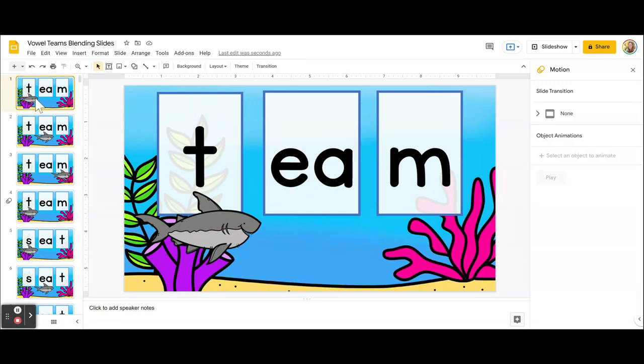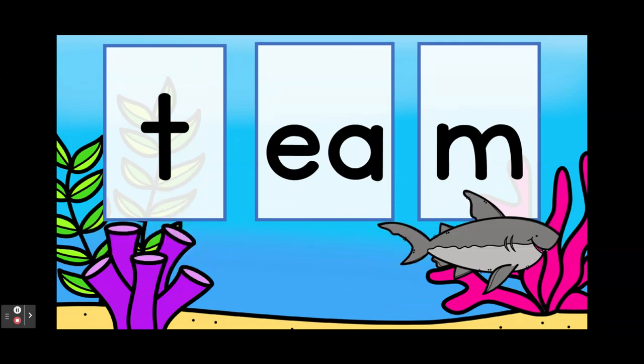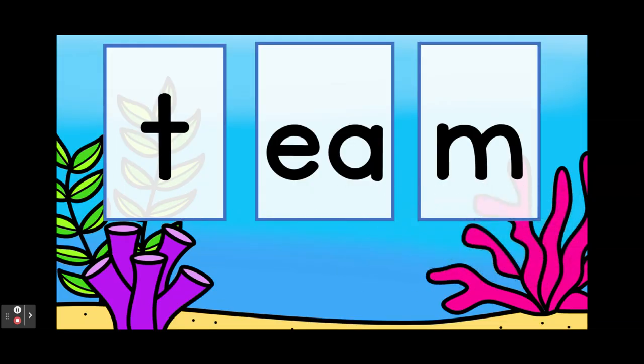So here we are going to be blending some vowel teams. So you'll go to slideshow. And when this shows up, basically students will have to say the sound where the shark is. So t, e, m, team. And you can see that the shark blends it all together.